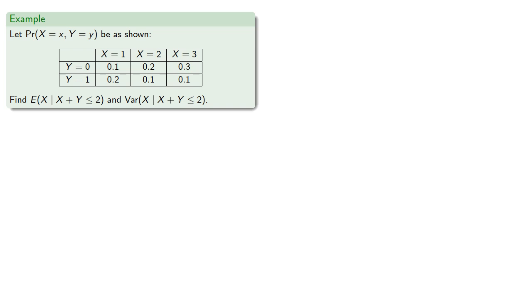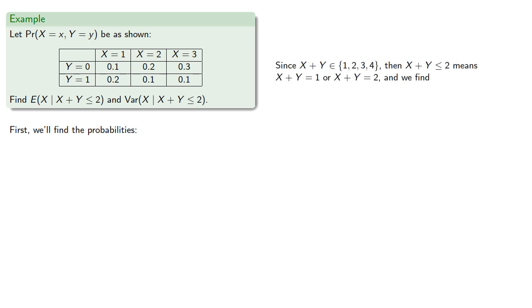And let's find the expected value of x given that x plus y is less than or equal to 2, and the variance of x given that x plus y is less than or equal to 2. So first we'll need to find our probabilities. Since x plus y is in 1, 2, 3, or 4, then x plus y less than or equal to 2 means that x plus y is 1, or x plus y is 2.